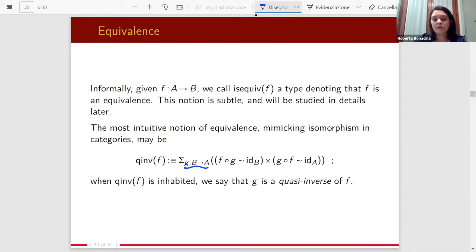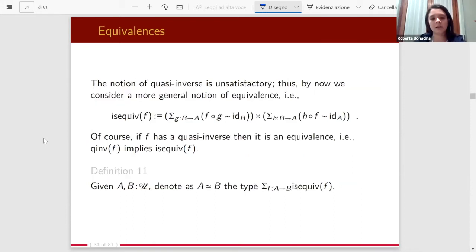We say that when qinv of f is inhabited, g is a quasi-inverse of f. And as I said, this is the most intuitive notion, which is similar to the notion of isomorphism in categories. But it's not the right one. Indeed, we have to consider a more general notion of equivalence, which we will call isequiv. So we say that f is an equivalence when it has a right inverse g and a left inverse h. And of course, having a quasi-inverse implies that f is an equivalence. So qinv implies isequiv.